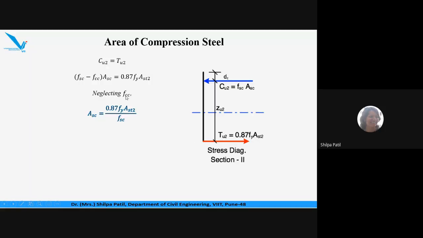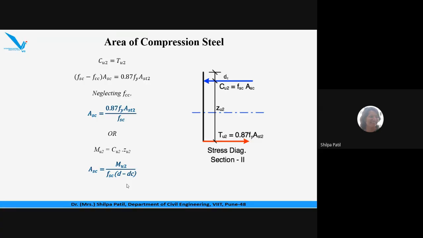Simply equating these expressions, we can get ASC. Again, in this calculation, we neglect the term FSC from the concrete, so we are using only these two expressions. So 0.87 Fy into AST2 divided by FSC gives the area of steel in the compression zone. The same expression can be found by the concept of Mu2. Mu2 is equal to Cu2 into Zu2. Putting the value of Cu2, we get ASC as Mu2 upon FSC into d minus dc.